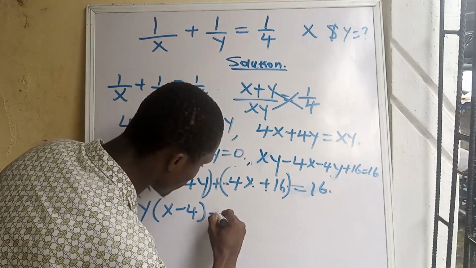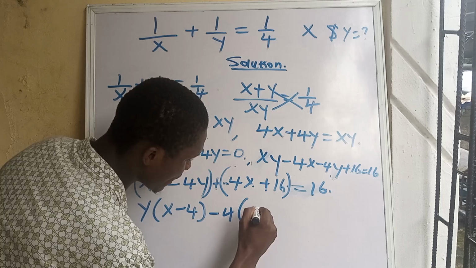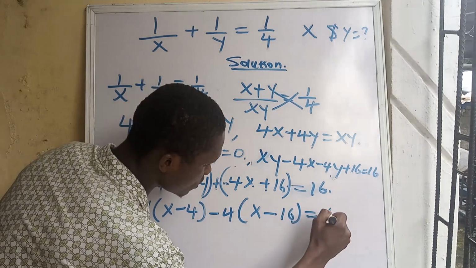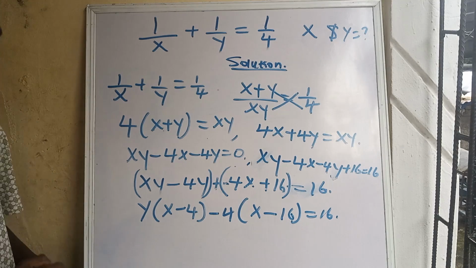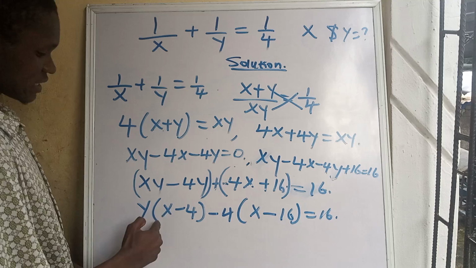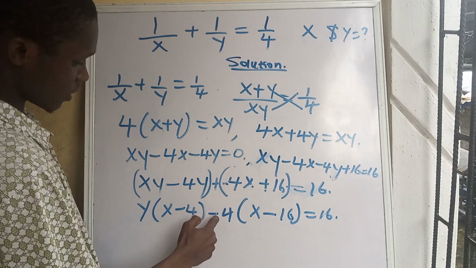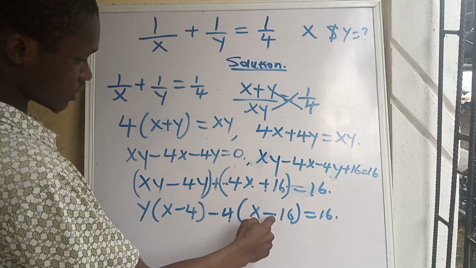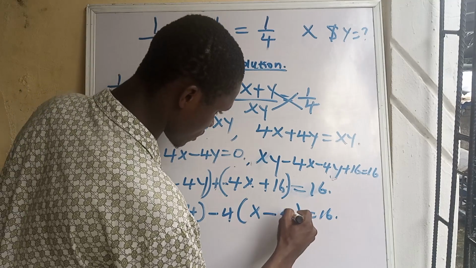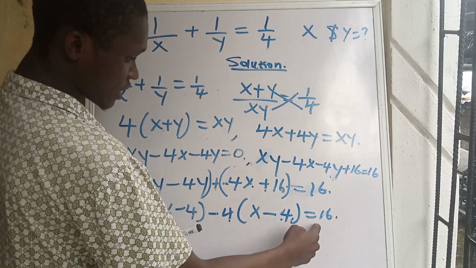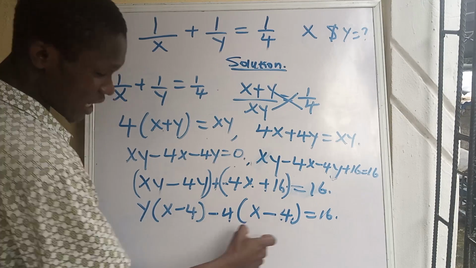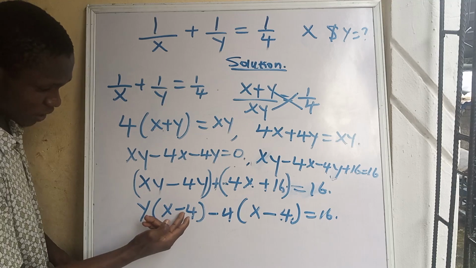So if you bring out minus 4, open bracket, x minus 4, close bracket, equals 16. This is what we are now having: y open bracket x minus 4 close bracket minus 4 open bracket x minus 4 close bracket equals 16. We are having 4 here because we factored it out. So since this and this are alike, we're having x minus 4 and x minus 4 here, right?